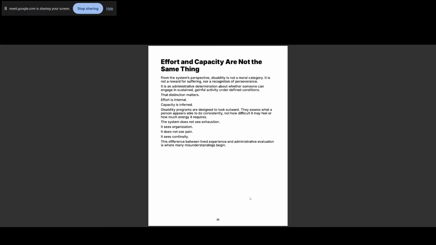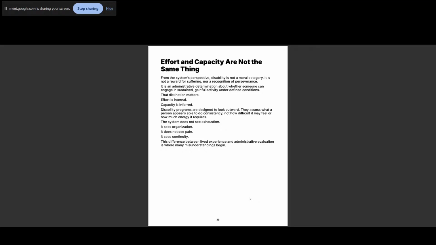From the system's perspective, disability is not a moral category. It is not a reward for suffering, nor a recognition of perseverance. It is an administrative determination of whether someone can engage in sustained, gainful activity under defined conditions. That distinction matters. Effort is internal. Capacity is inferred.